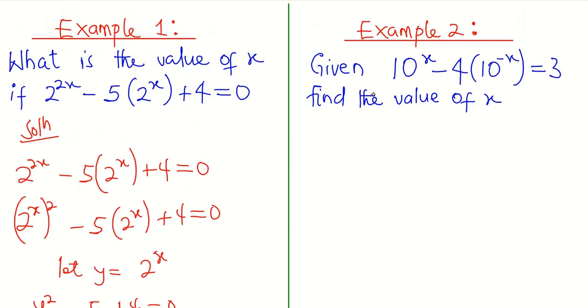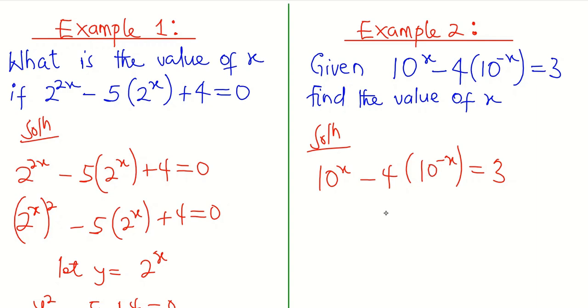Question 2 says: given 10 exponent x minus 4 multiplied by 10 exponent minus x, which is equal to 3, find the value of x. So we have our question as 10 exponent x minus 4 multiplied by 10 exponent minus x, which is equal to 3. When we find the value of x, we first have to break this equation down. We can see 10 exponent x and 10 exponent minus x, and so we can equate them to a preferred variable.